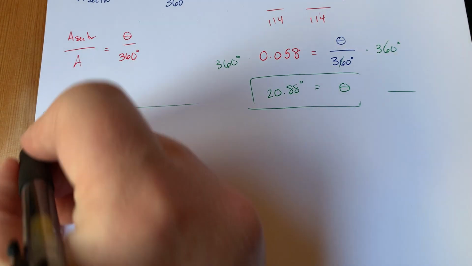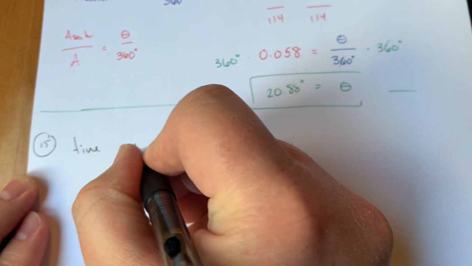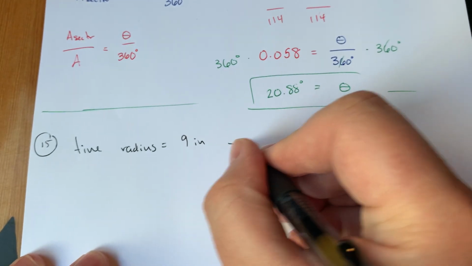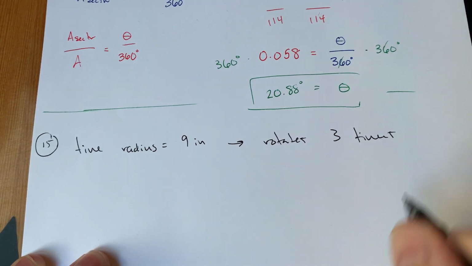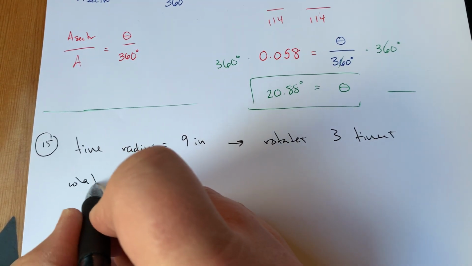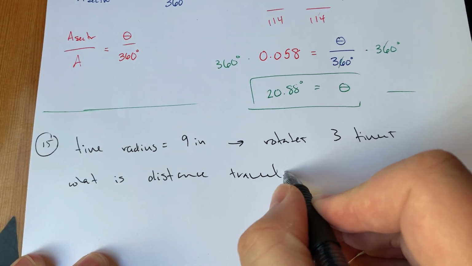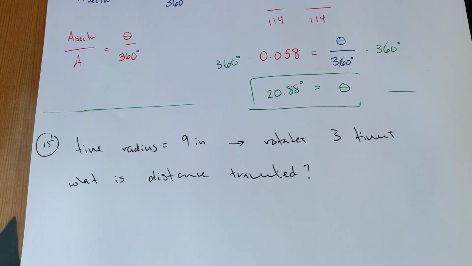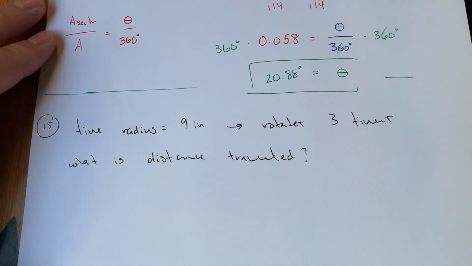So this is 15. My tire radius is 9 inches, right? It rotates 3 times, and so the question is, what is my distance traveled? That scribble was supposed to say traveled. So, okay, this is not really directly anything that we had as an example before. This is something a little different, so we're going to have to extend ourselves here.